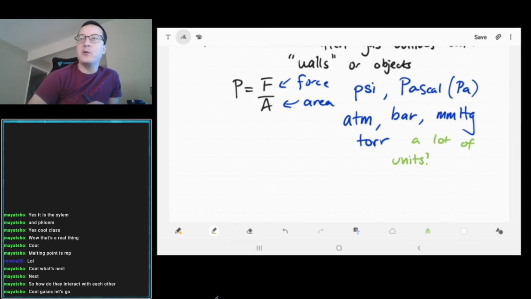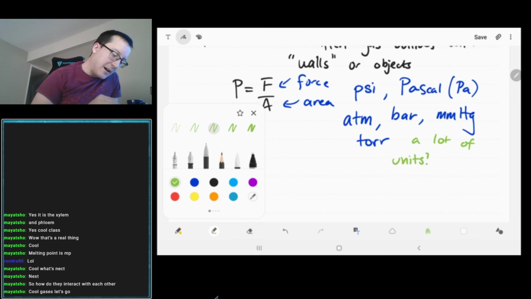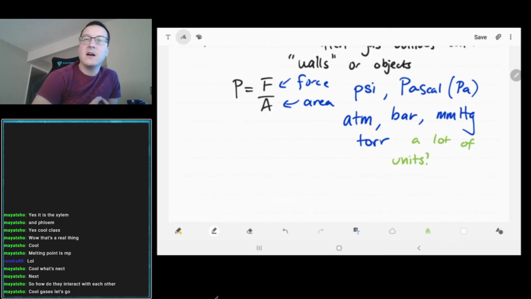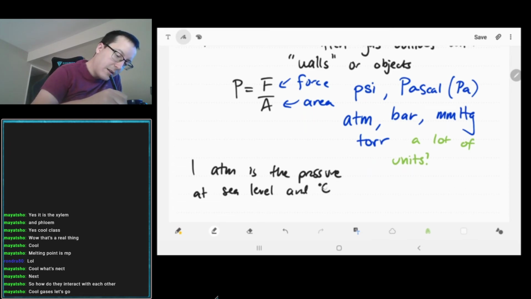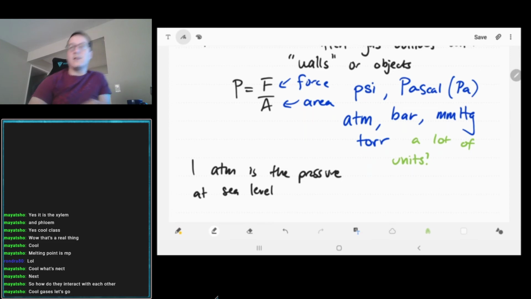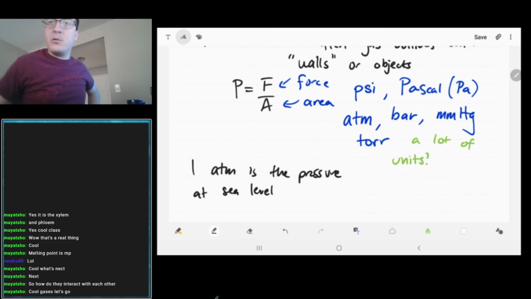And so we have a few things to talk about with these. PSI we're pretty much not going to use because it's a US unit. We don't really use US units in chemistry. We use metric ones. So 1 atmosphere is the pressure at sea level. Let's just say sea level. So that's all the pressure of the atmosphere pushing down on some object at sea level. And that's what 1 atmosphere is. That's kind of where we get that unit. So it's an entire atmosphere.